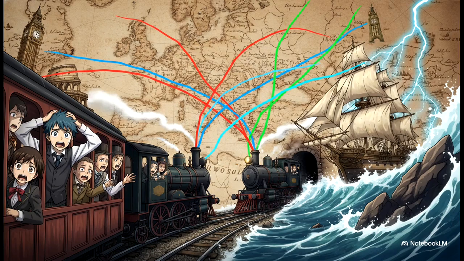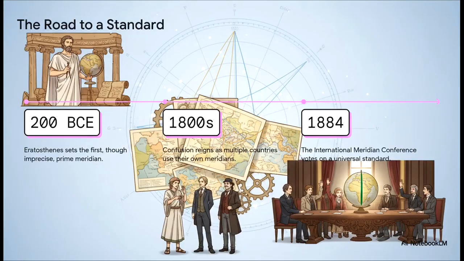bad for business. Now, people had been trying to solve this for ages. Even the ancient Greeks gave it a shot. But by the late 1800s, with a rapidly connecting world, things hit a breaking point. We couldn't wait any longer. So, in 1884, a bunch of countries sent delegates to Washington, D.C. for one reason and one reason only: to vote on a single prime meridian for the whole planet.